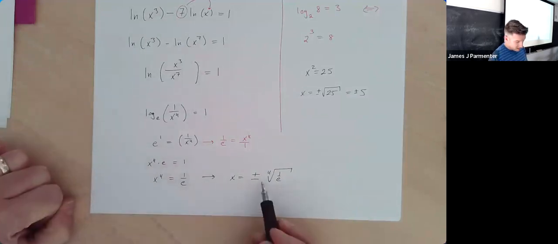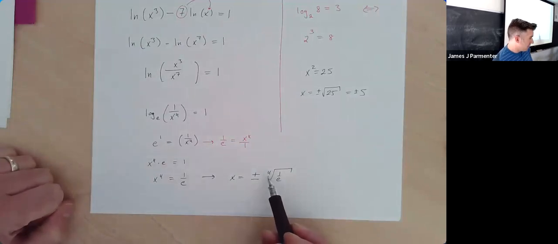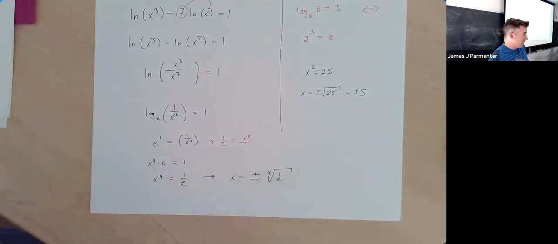Because if you take the positive fourth root of 1 over e and raise it to the fourth power, it's going to be 1 over e. If you take the negative fourth root of 1 over e and multiply it by itself 4 times, a negative times a negative times a negative times a negative is positive. Now here's the problem. The negative one isn't a solution.